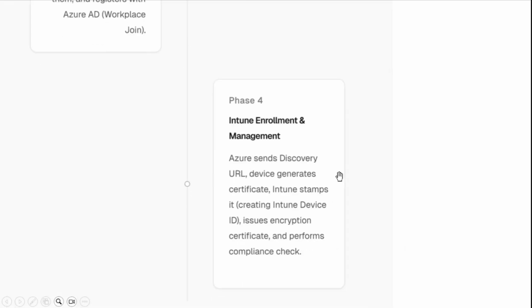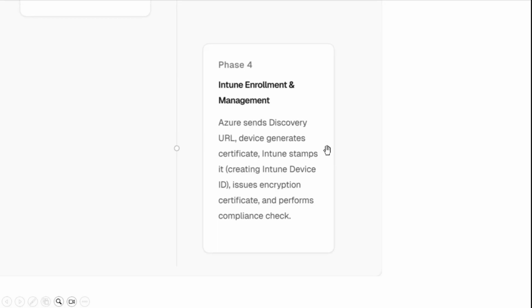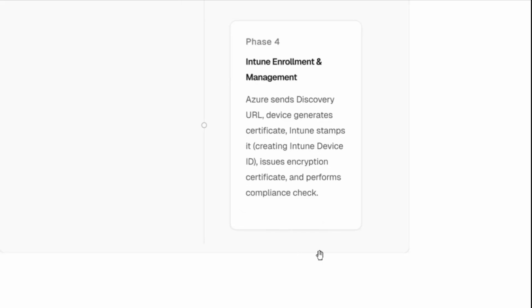And the fourth part is Intune enrollment and management, where Azure sends a discovery URL, to which the device generates a certificate, and then Intune stamps that certificate, says that yes, now this is your device, the Intune device ID. I'm not talking about the entire device ID, I'm talking about the Intune device ID. Here it gets generated. Then there is an encryption certificate on the device, and then compliance checks are performed, and that is how the flow works. This is divided into 4 phases. Now we'll go deeper.